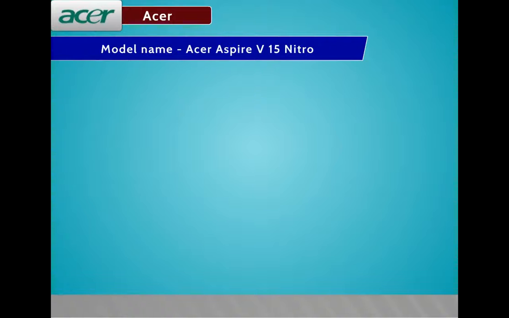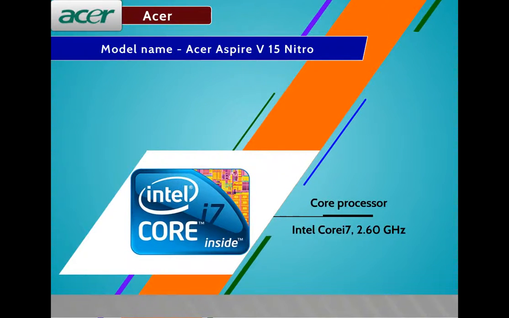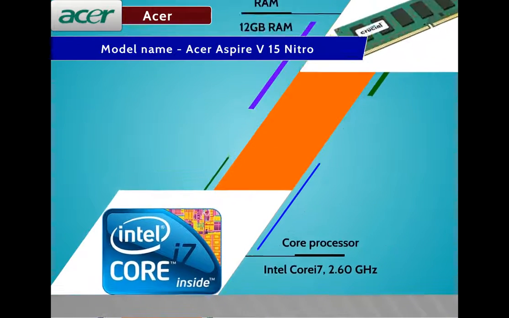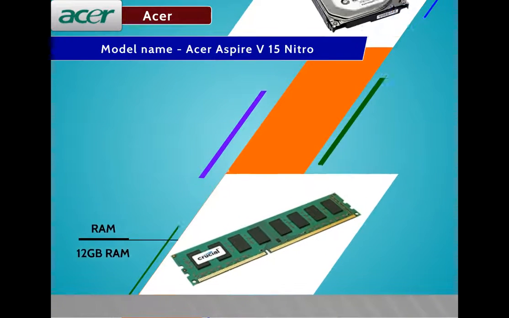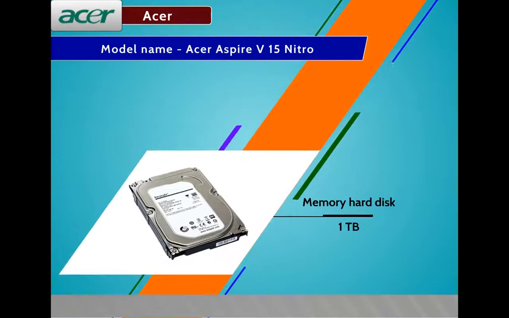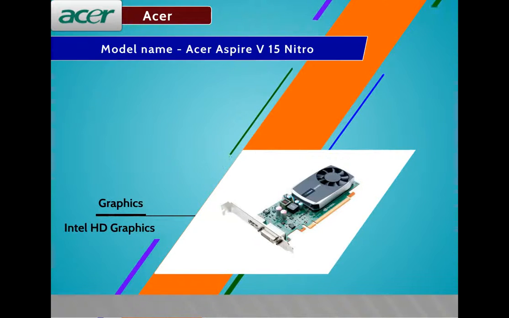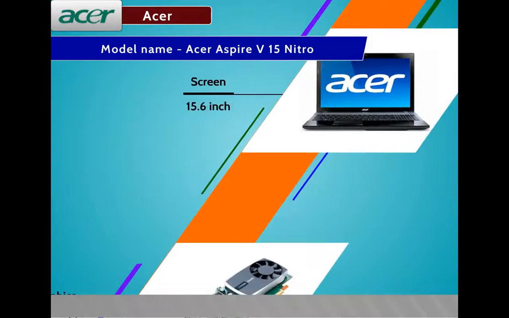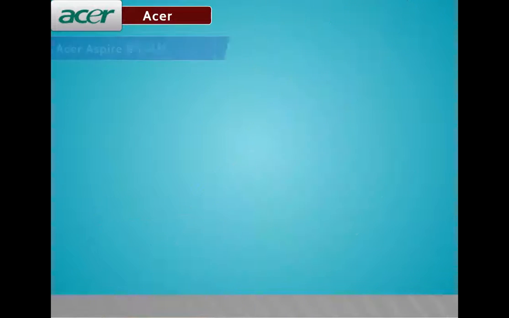Acer. Model name, Acer Aspire V15 Nitro. Core processor, Intel Core i7 2.60 GHz. RAM, 12 GB RAM. Memory hard disk, 1 TB. Graphics, Intel HD graphics. Screen, 15.6 inch.